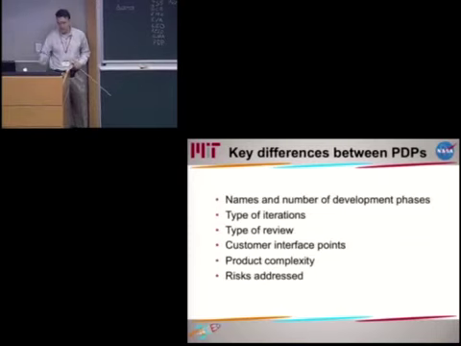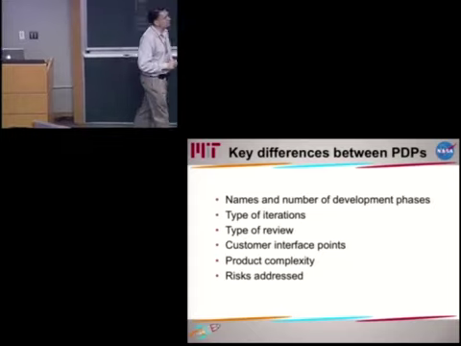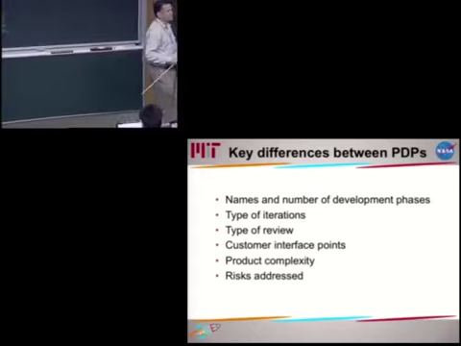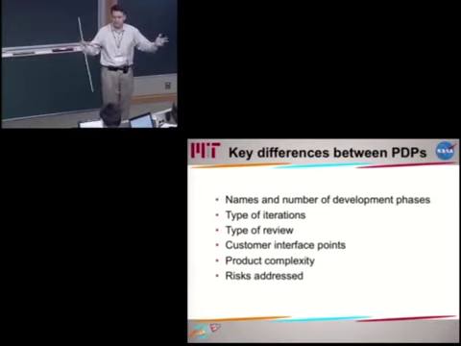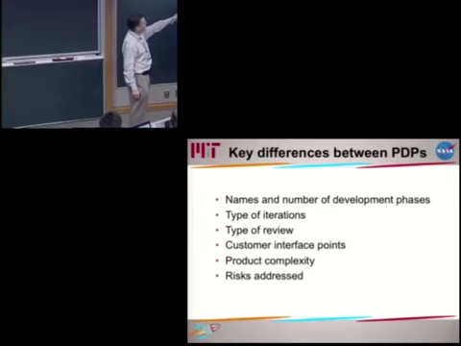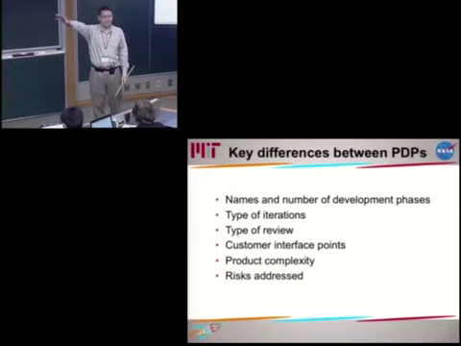There are other ways. But there's also key differences in different organizations, different approaches. So, what names people put on these phases and how many do they have? Is it a 5-phase? Is it a 7-phase process? The type of iterations, type of reviews, where does the customer get involved? Sometimes the customer is only involved once the thing is on the shelf to be bought, right? That's not necessarily a good thing.